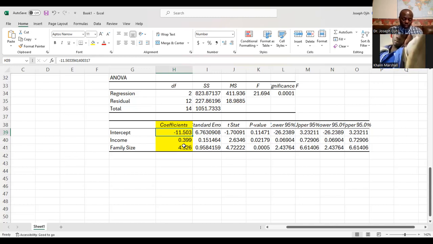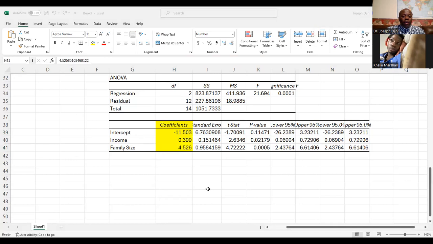B0 is negative 11.503. B1 is 0.399. And B2 is from family size, which is 4.526. So we can now go to our main workbook and use these values to get our regression equation.